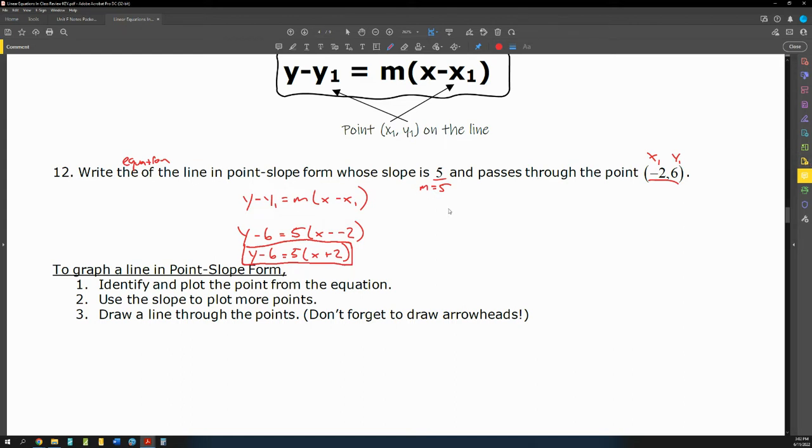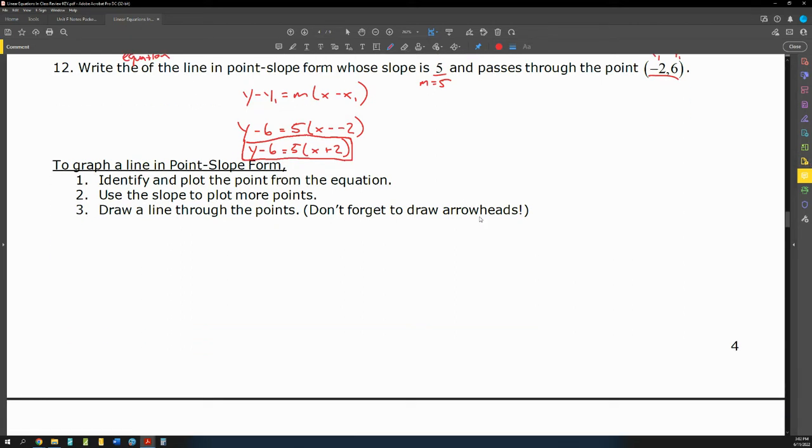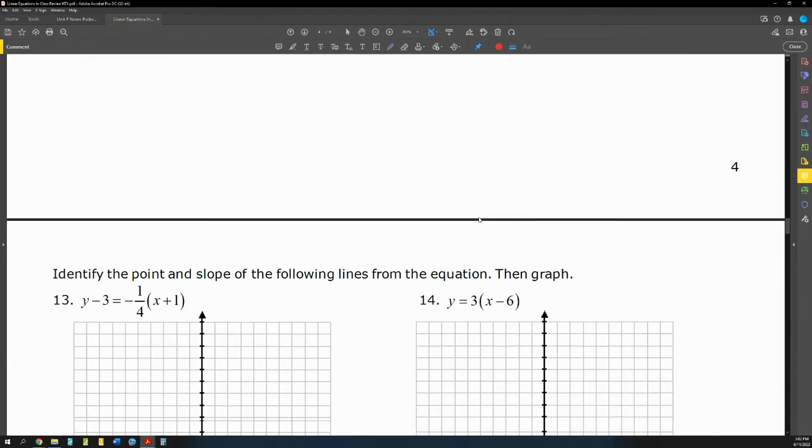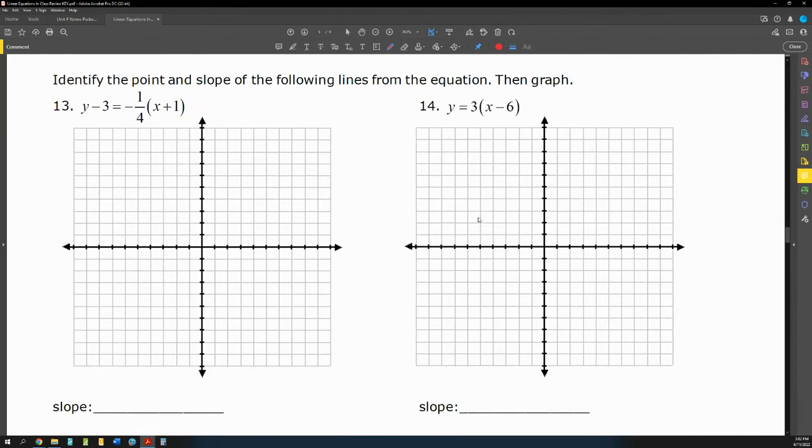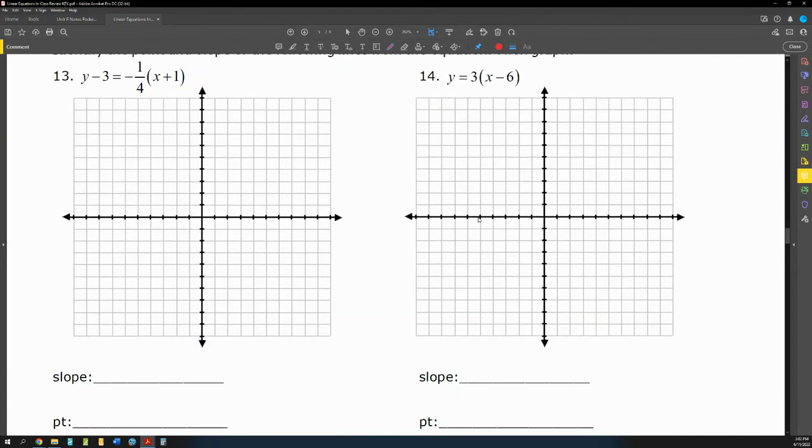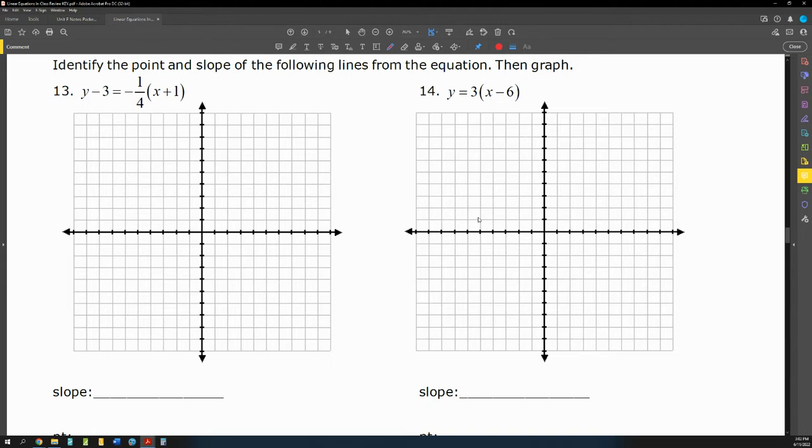To graph a line in point-slope form, it's a similar process. We're going to identify and plot the point from the equation, use the slope to plot more points, and then draw a line connecting all of the points. So number 13. Let's start with slope and point. From this equation, slope is that number in front of the grouping. So in this case, we have negative 1/4.